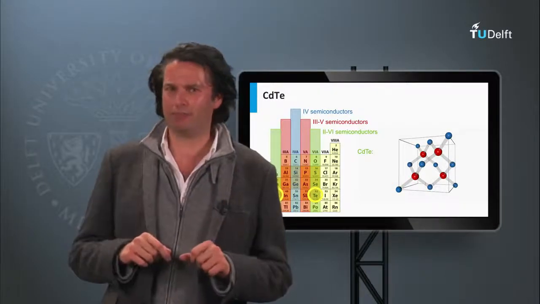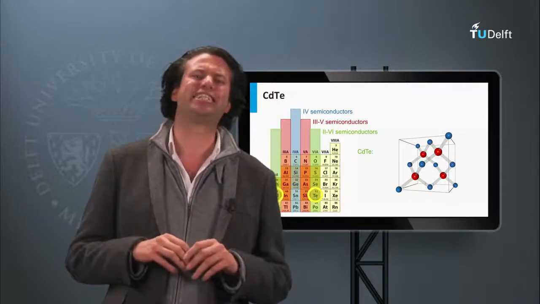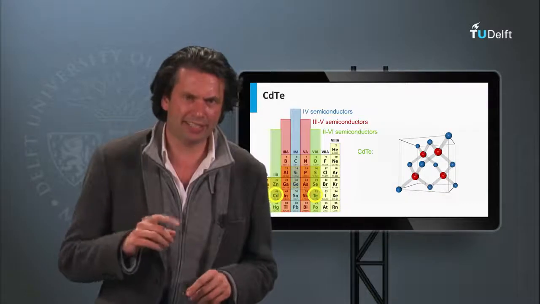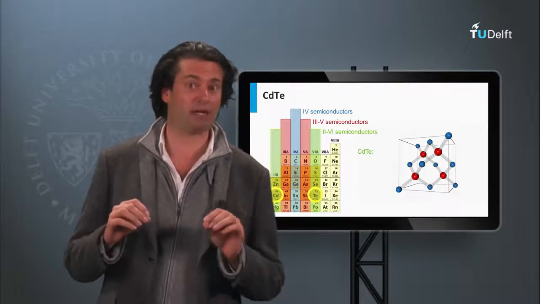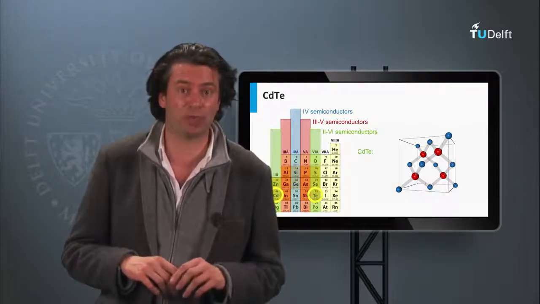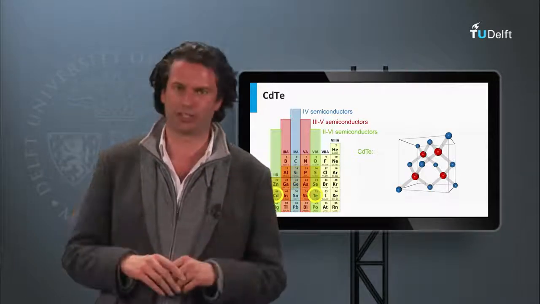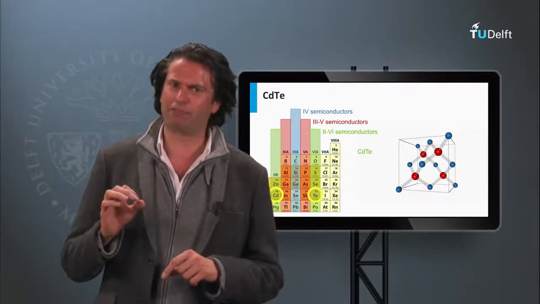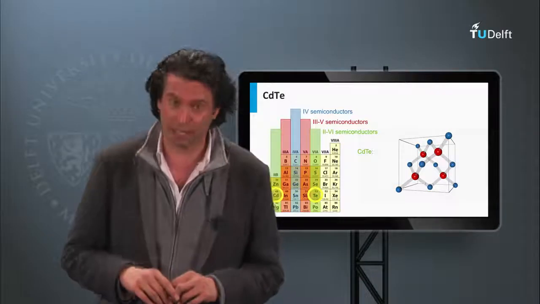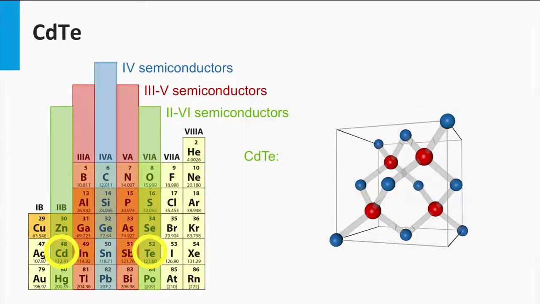A third thin film technology we will discuss is cadmium telluride. This thin film technology has currently demonstrated the lowest cost price per watt peak among all PV technologies. Let's start with the physical properties of cadmium telluride. This semiconductor material consists of the 2-valence electron element cadmium and the 6-valence element tellurium.